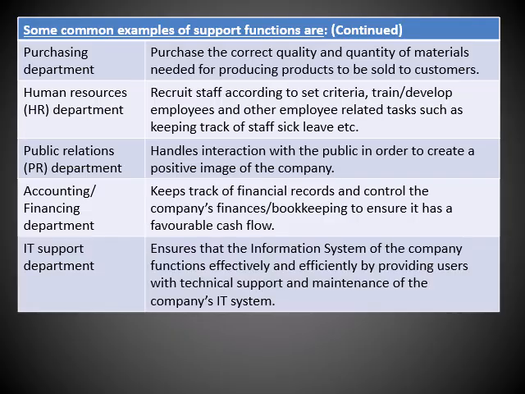Then the IT support department. As the name suggests, this department has a supporting role or function in terms of the IT, the information technology infrastructure of the company. So if you look at the explanation there, they ensure that the information system of the company functions effectively and efficiently by providing users, that's the computer users or IT users, with technical support and maintenance of the company's information technology system.